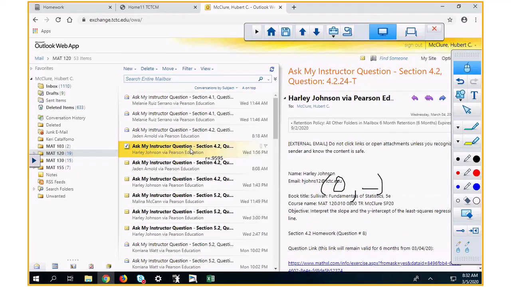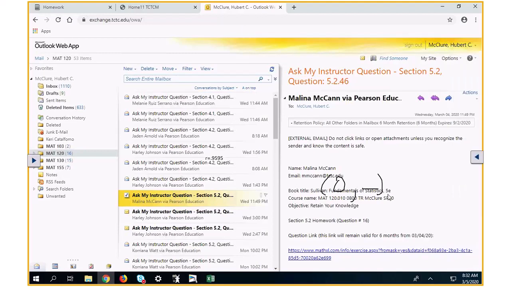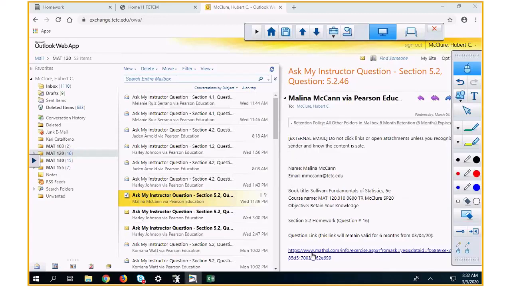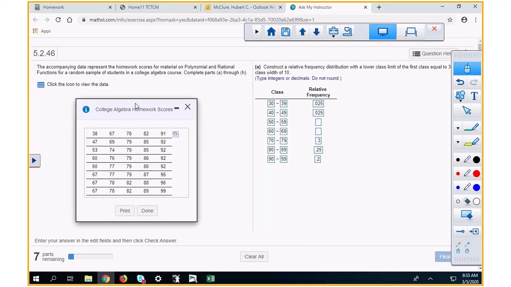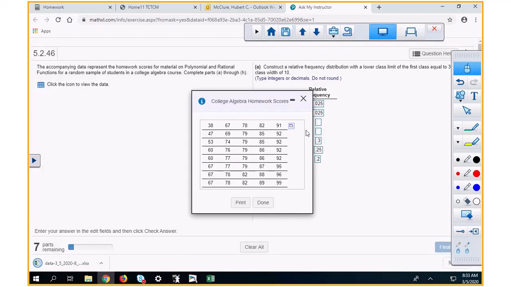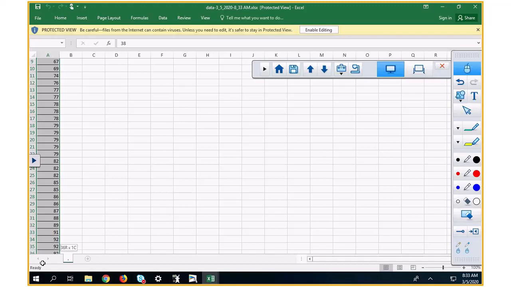Let's see, 4.2. I've covered 4.2 enough. Let me look at 5.2 right quick. 5.2, 46/16. Okay. They just want you to do a relative frequency? Wow. I didn't even know this question was in here. All right, relative frequency. Let me go ahead and put this in order. So I'm going to put these in order.